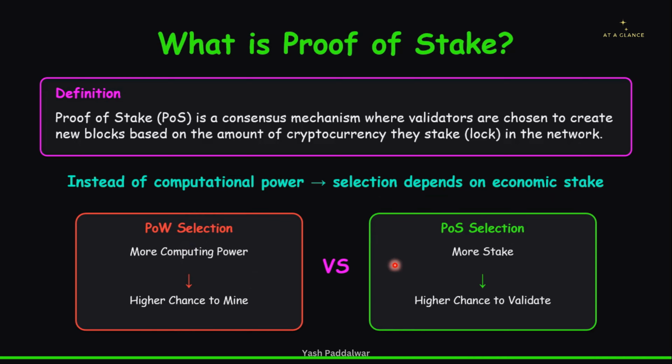Now let us compare both of them. In the POW consensus mechanism, more computing power leads to a higher chance of mining the block, right? We have seen this. But in POS selection, more cryptocurrency staked leads to a higher chance of validating the block. This is the basic idea of it. Here the amount of cryptocurrency on stake is what matters, and whichever is highest will get a chance to add the block into the blockchain. So I hope that at an overview level this POS is clear to you all.